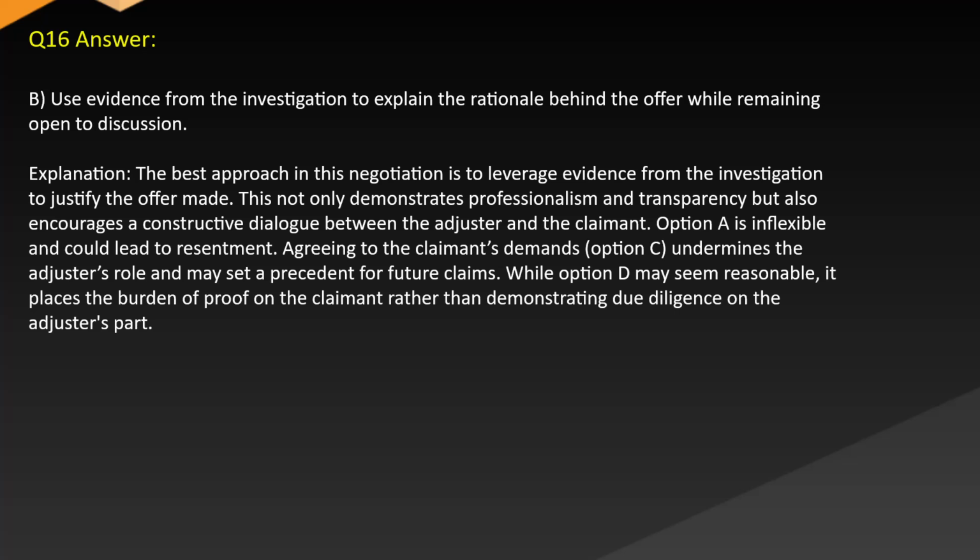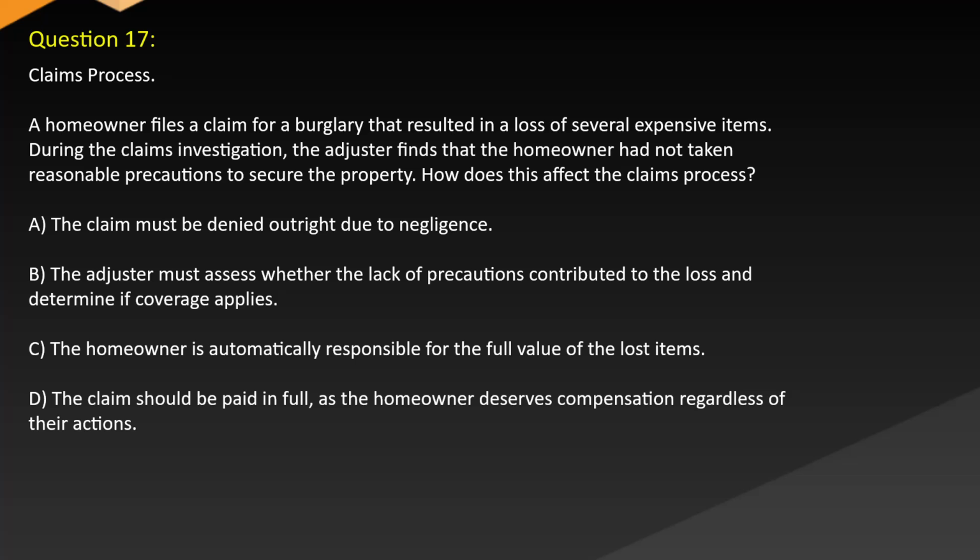Option A is inflexible and could lead to resentment. Agreeing to the claimant's demands, option C, undermines the adjuster's role and may set a precedent for future claims. While option D may seem reasonable, it places the burden of proof on the claimant rather than demonstrating due diligence on the adjuster's part. Question 17.